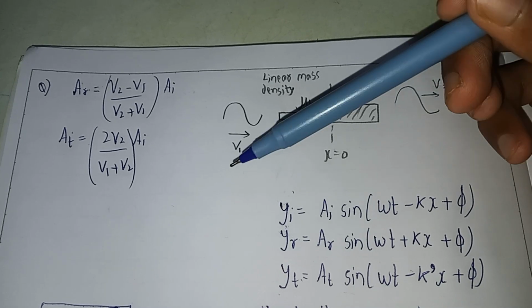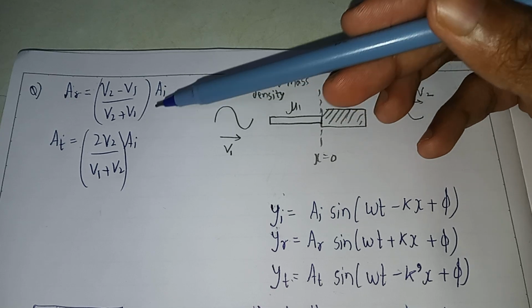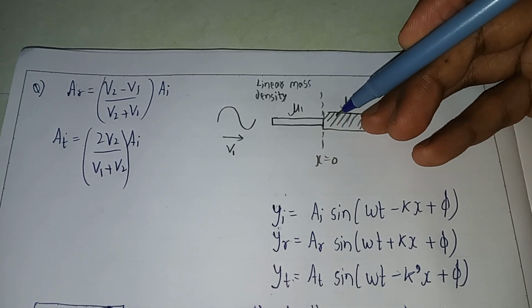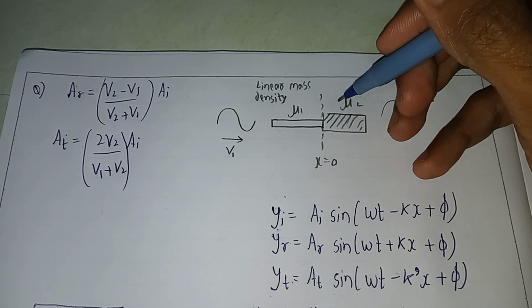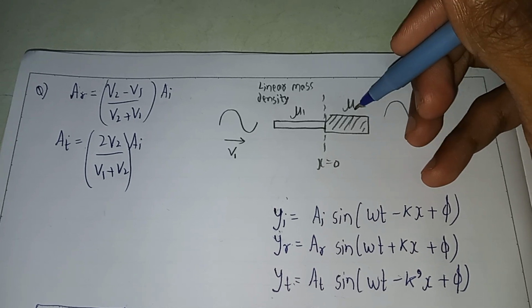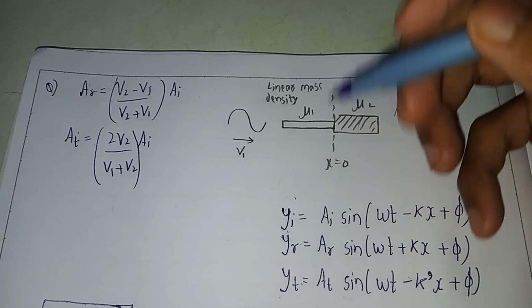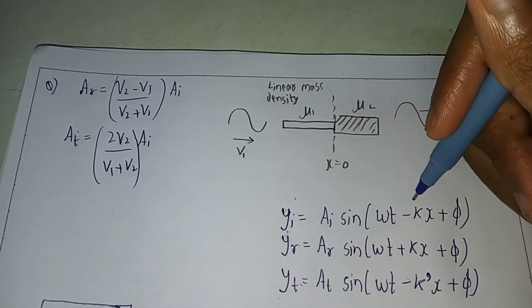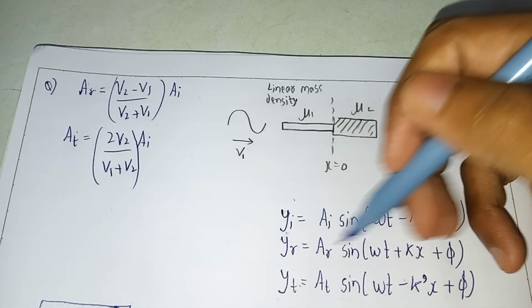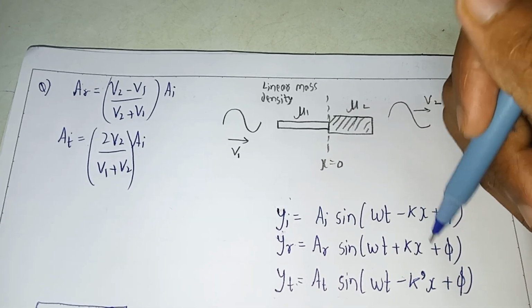We are about to derive the amplitudes of reflected and transmitted waves. So firstly, let us say that at interface x equal to 0, there are two different linear mass densities on either side, say mu1 and mu2. Now we will assume the incident wave has an equation of this form, then the reflected wave would have a positive sign here because both are opposite in direction of each other.